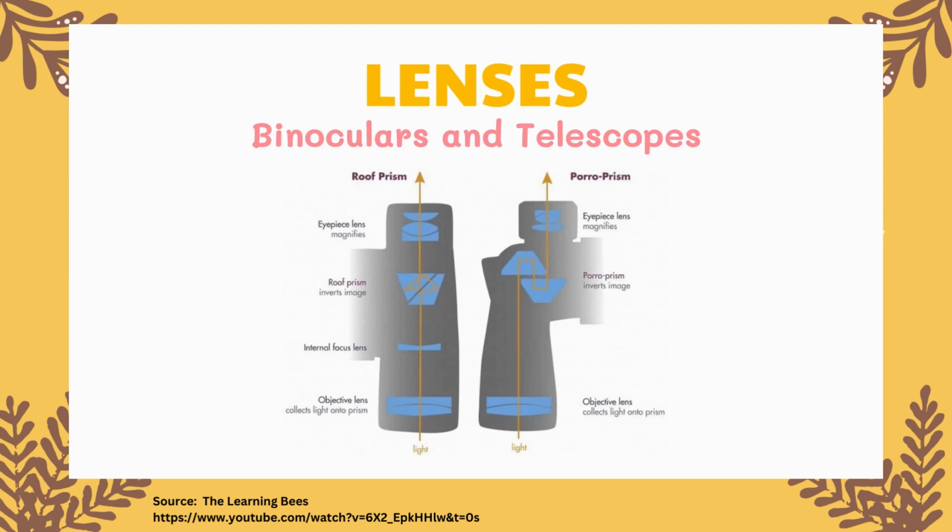One prism rotates the image through 90 degrees, and the next prism rotates it through another 90 degrees. So the two prisms effectively turn it upside down. The prisms can either be arranged in a back-to-back arrangement, known as roof prisms, or at 90 degrees, known as Porro prisms.